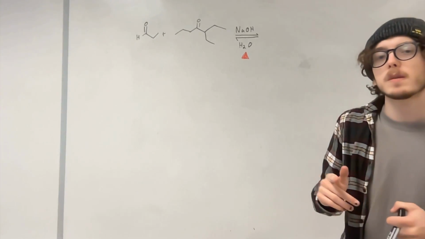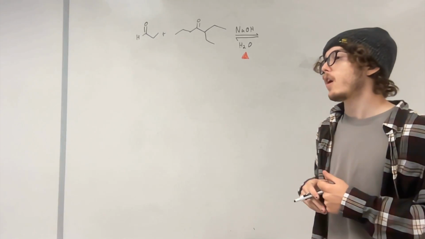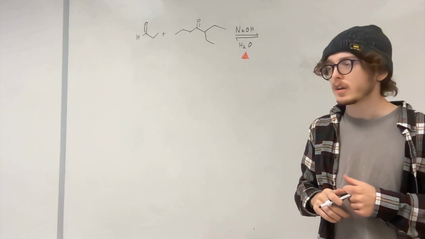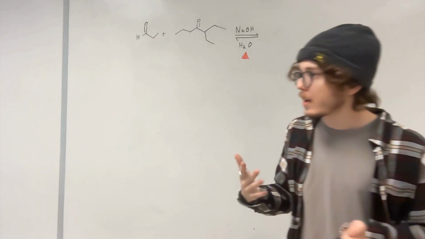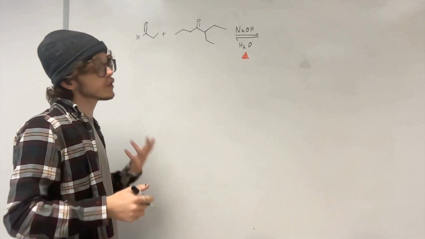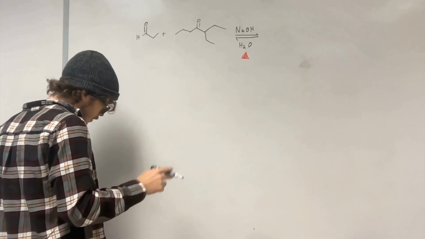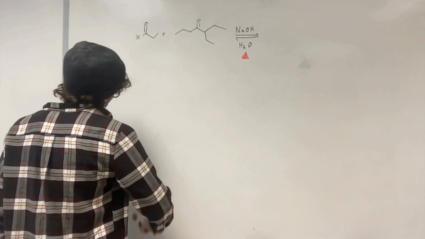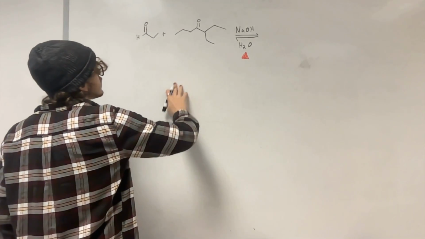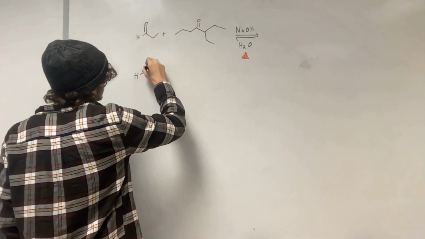For this problem, I want you to not only predict all the possible products, but also draw the mechanism for just one of those. Okay, so hopefully maybe you've paused the video, maybe tried it on your own. I encourage you to try that approach, but it's all right if you didn't. Let's draw the mechanism. This one's the enolate, this one's the electrophile. So let's see here.